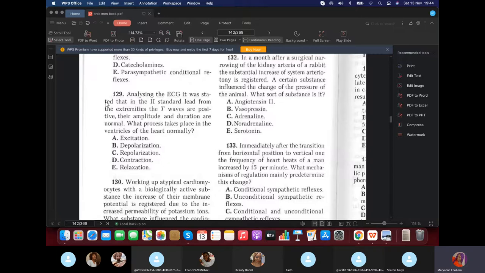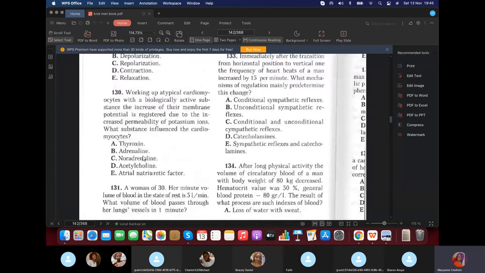Analysis of the ECG: it was stated that in the second standard lead from the extremities, the T waves are positive. The amplitude and duration are normal. What process takes place in the ventricles of the heart normally? So what does the T wave stand for? Ventricular repolarization. So that's why the answer is C, as I explained in the previous lecture.